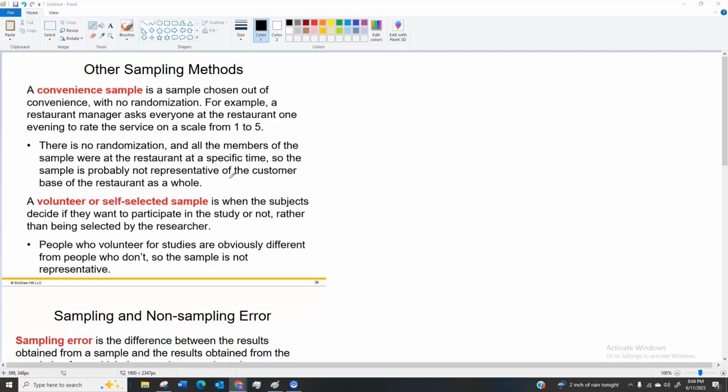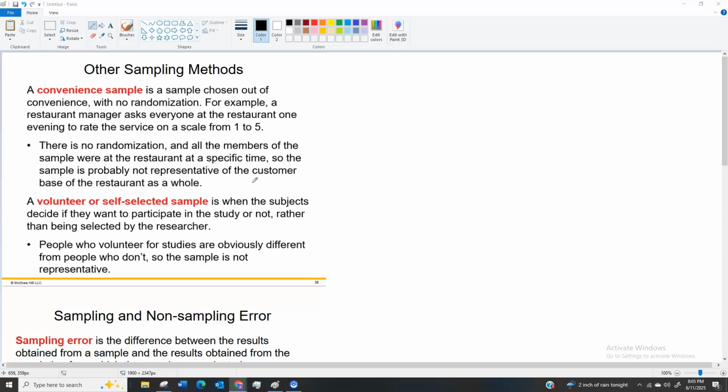The example they give, say you're a restaurant manager and you ask everyone at the restaurant one evening to rate the service. Well, that's not randomized because all the members of the sample were at the restaurant at a specific time. So it's probably not representative. If it's too early in the evening, maybe you have a certain age group versus later in the evening, versus the crowd that comes for breakfast versus the crowd that comes for dinner. And so that's not randomized, but it's convenient.